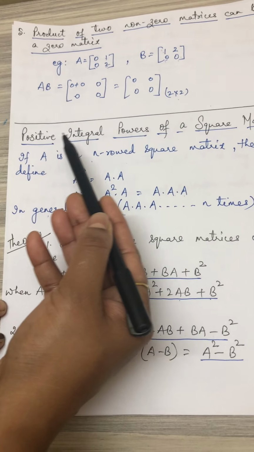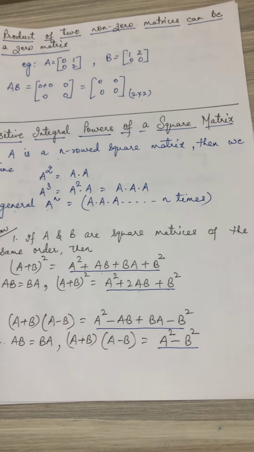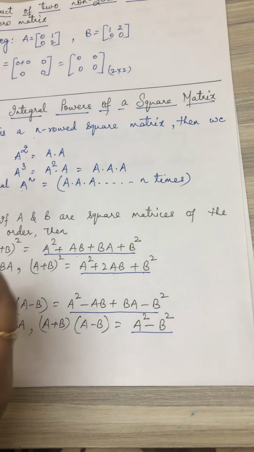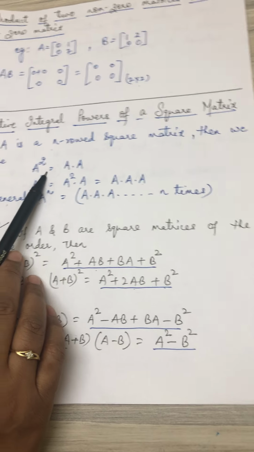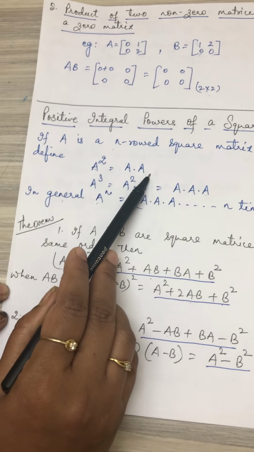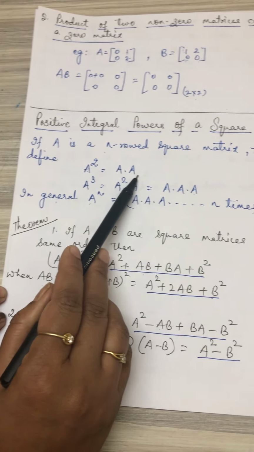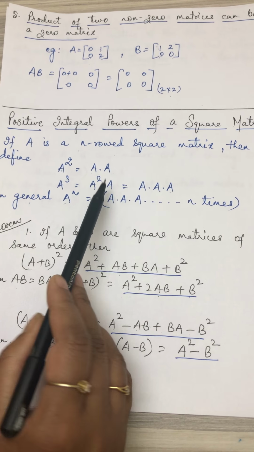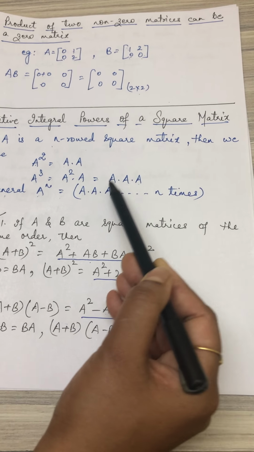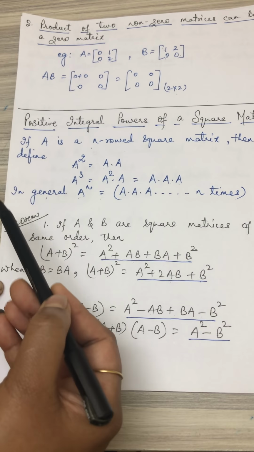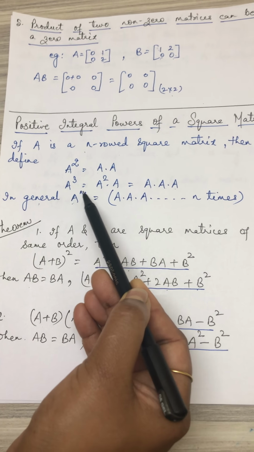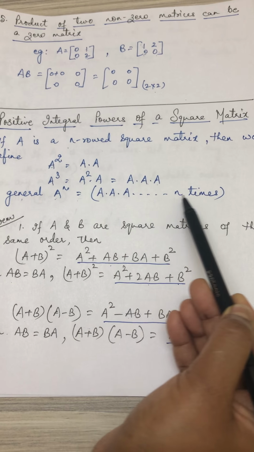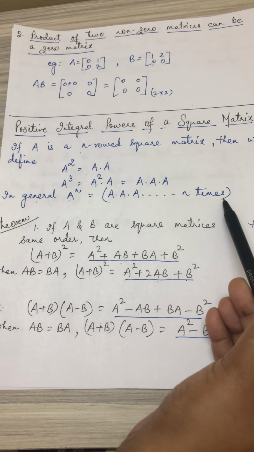What do we mean by positive integral powers of a square matrix? If A is an n-rowed square matrix, then we define A square as the product of matrix A with itself. That means A multiplied with A. A cube is the product of A square and A. That means A into A into A, A is multiplied 3 times. So in general we can say that A to the power n is equal to A into A into A, and we multiply it n number of times.